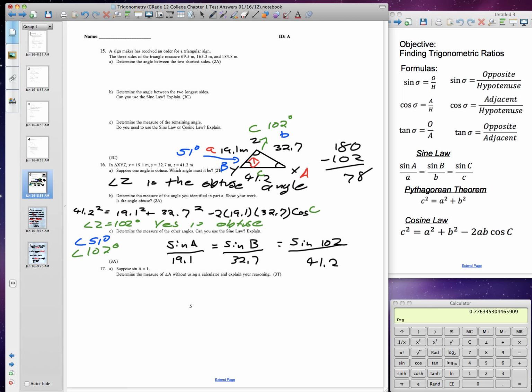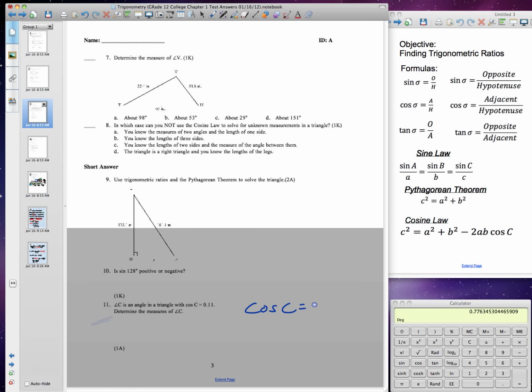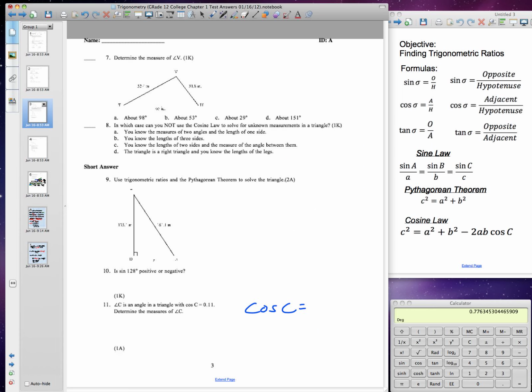Okay, question 11. Question 11 says, angle C is an angle in a triangle with cos C equal to 0.11. Determine the measure of angle C. So they've given us almost all the information we needed. There was just one last step. How would I solve this for an angle? How would I solve for angle C? How do I isolate C?